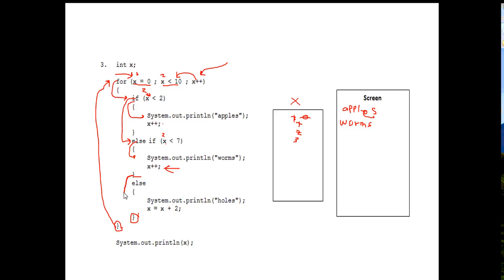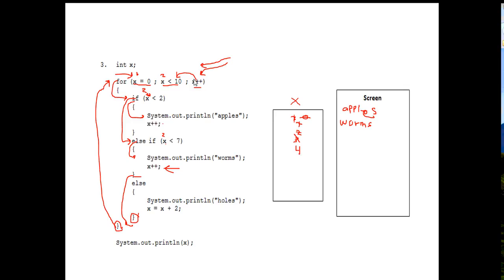So now we go down below the last line of the if else structure to the brace that ends the for loop. And this tells us to go back to the for statement. Again, we enter from the back end. To do that, now we're going to increment x. And so it becomes 4.